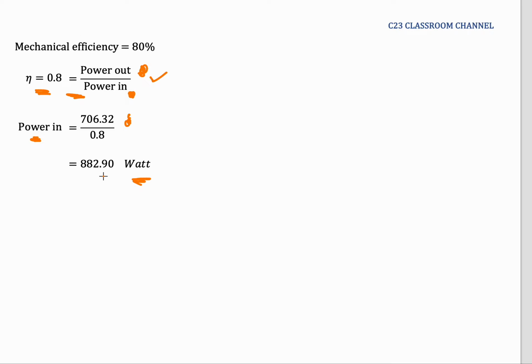So we need to supply our pump with 882 watt, because 20% will overcome the friction. Mechanical efficiency of 80% means that 20% is used to overcome friction. Because 20% of this input power needs to be used to overcome the friction, only 706 watt can be delivered as an output. So this is how we could self-check our answer in terms of efficiency.